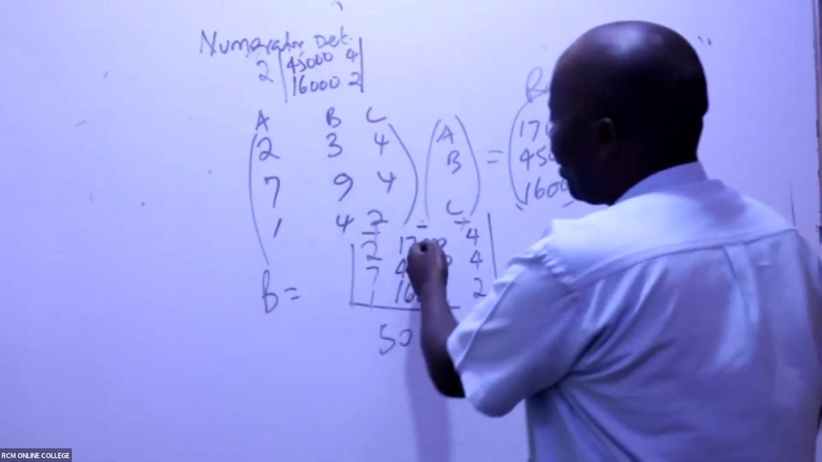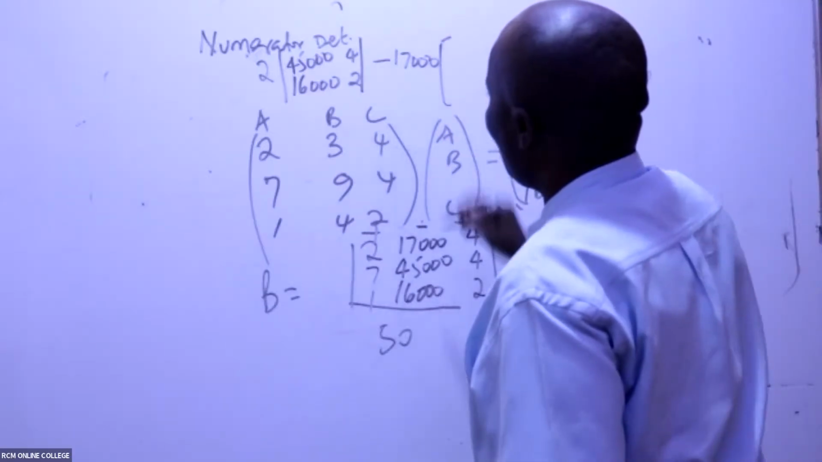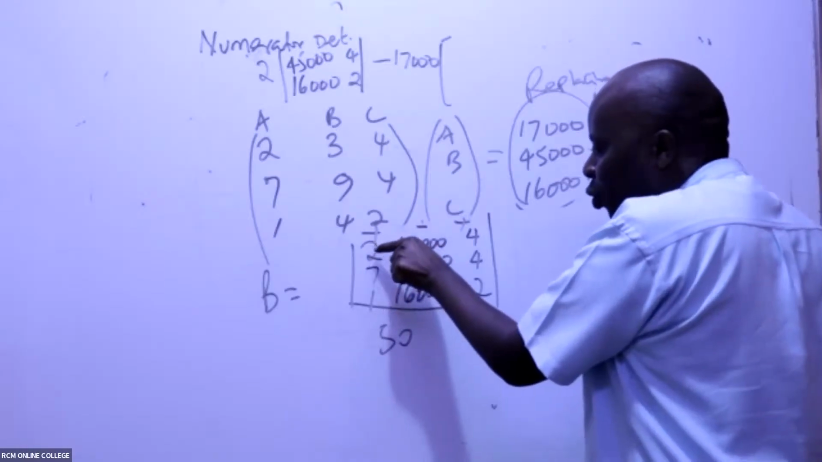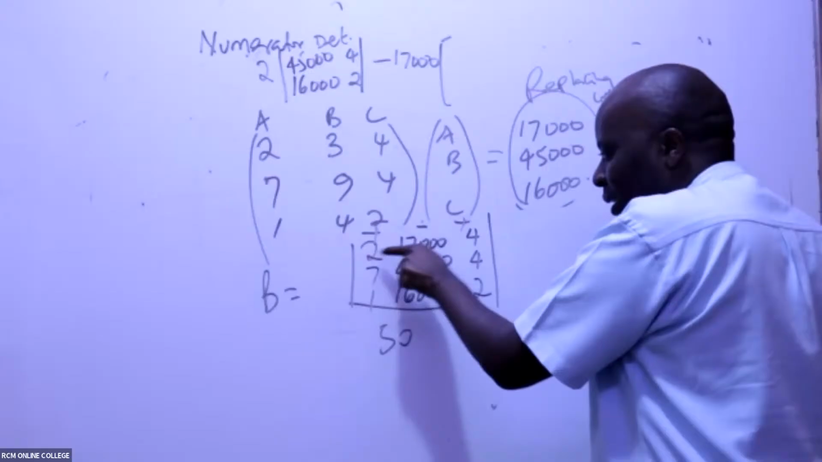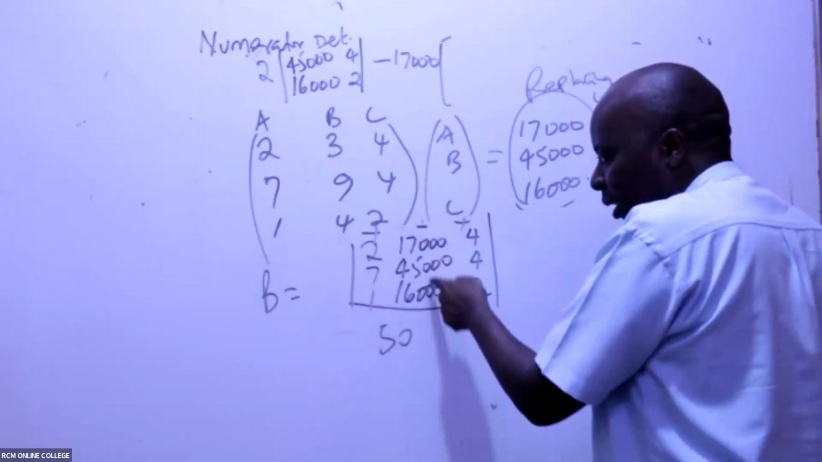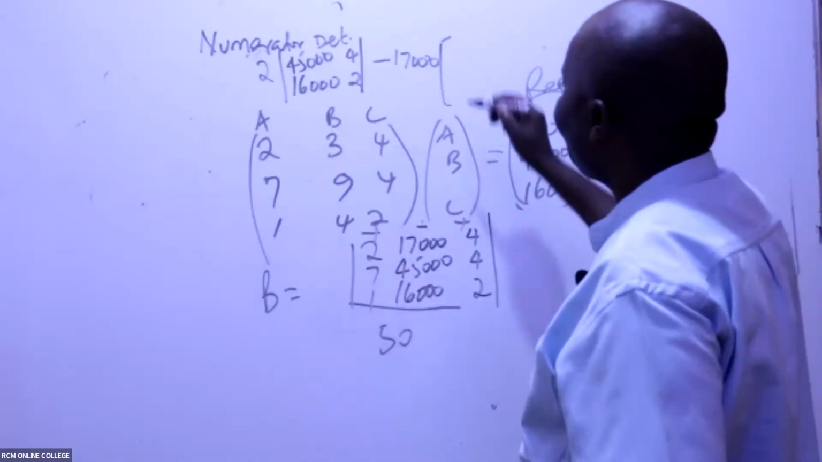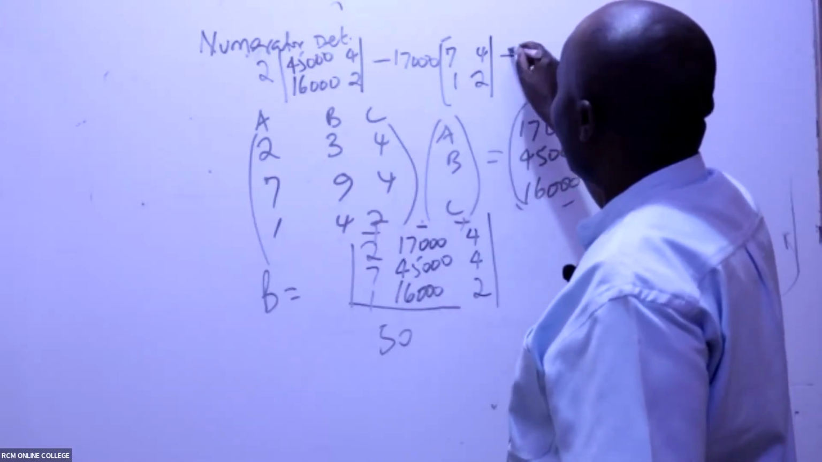You go to the next one, which is minus. So minus 17,000 into... In this case, if it is 17,000, we have to hide it. So this row disappears. You hide it column-wise and row-wise. So this disappears, this disappears. So we are left with 7, 4, 1, 2. Plus 4.